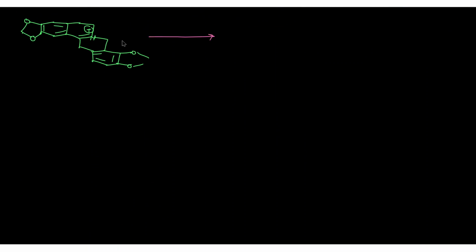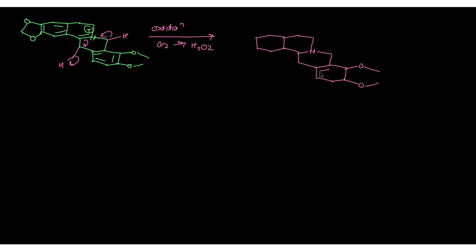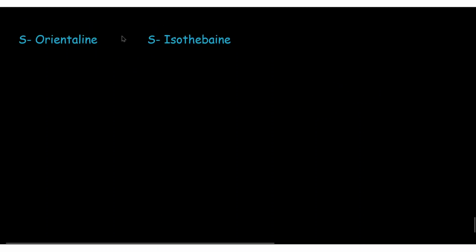in next step, oxidation via iminium cation leading to the formation of an aromatic ring, and we get berberine as a product. So this is all about the biogenesis of berberine. Next, we will see the biogenesis of S-isoboldine from S-orientaline. First, the structure of S-orientaline.